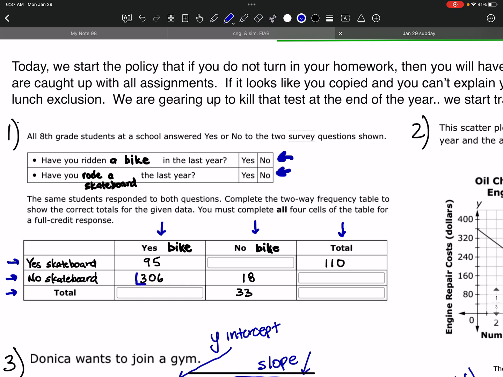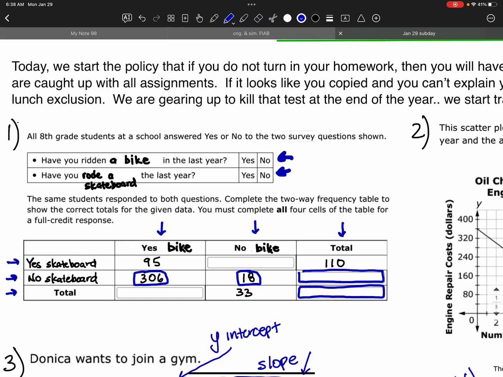If for people who did not ride a skateboard in the eighth grade, 306 of them have yes ridden a bike, and 18 of them have not ridden a bike, how many total people have not ridden a skateboard? So pretty much the only thing with these is they add up sideways and they add up down. And right here will be the total of the entire class. So you're just adding sideways and adding down.